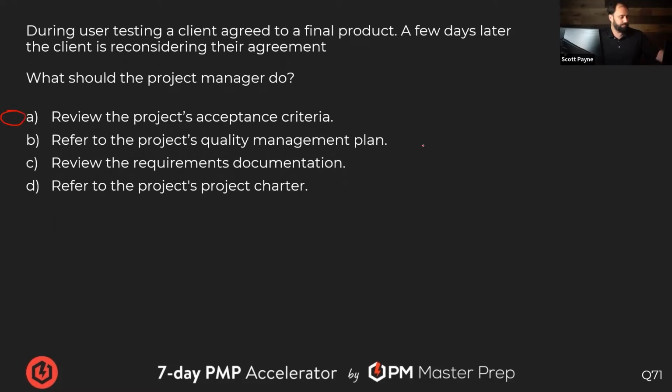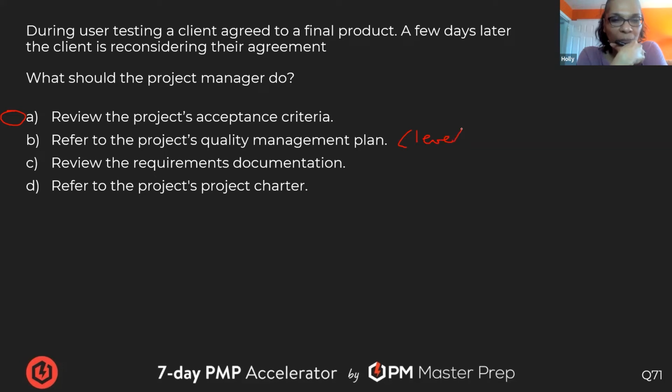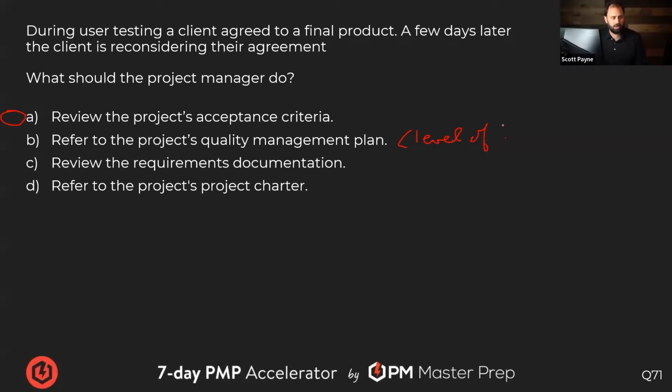Go to B. Refer to the project quality management plan. Yeah, okay. I'm not sure what level of detail is in the quality management plan about final product acceptance. Not sure yet. That's awesome. We picked up a little thing to talk about, right? Level of detail. It might not be germane to this question, but we can definitely talk about it later. So let's keep it going. We'll hold on to it, but we know we don't love it.